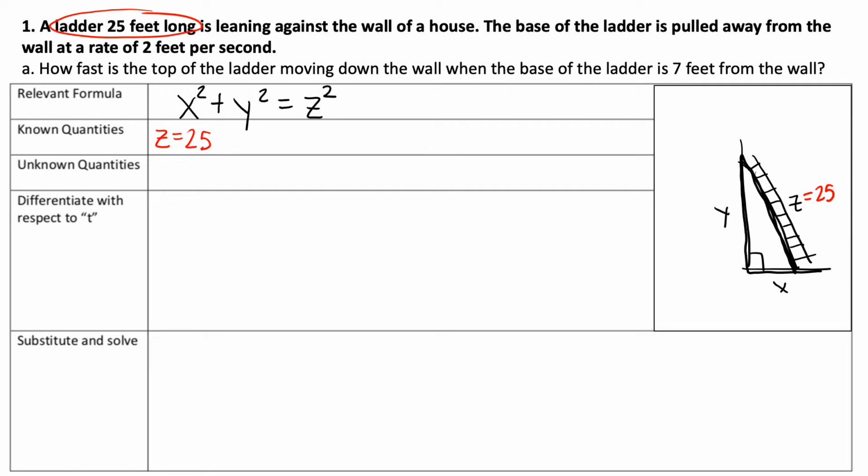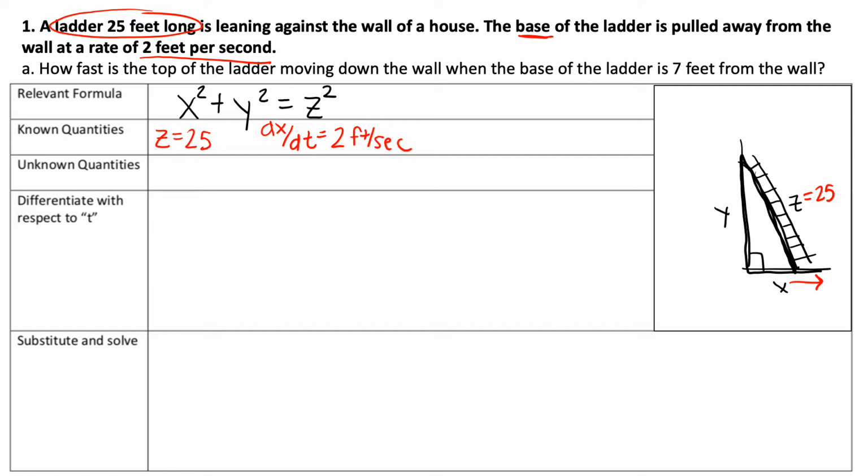Leaning against the wall of the house, the base of the ladder is being pulled away, so the base, my x value here, is being pulled away at a rate of 2 feet per second. So the rate of change of that x, or dx/dt, equals 2 feet per second.